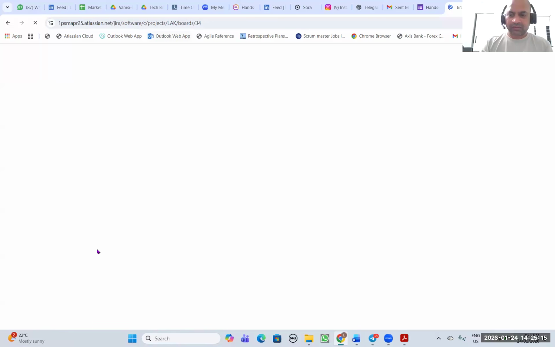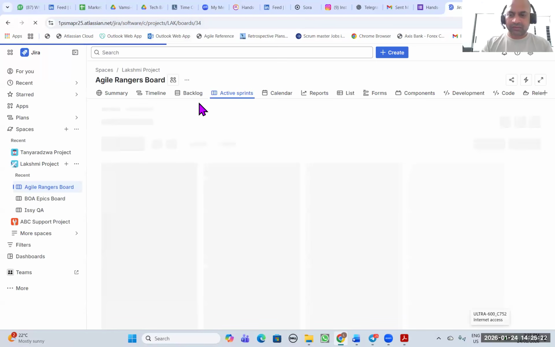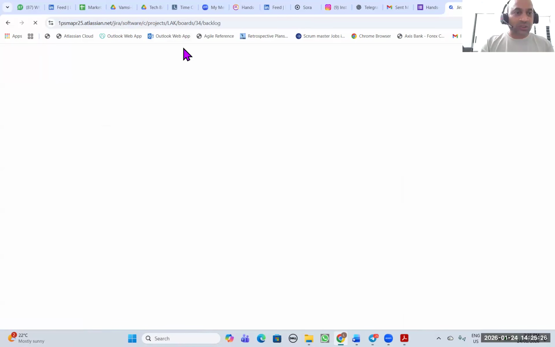So you will be given access to tools like this. This is the tool, and this is the backlog. You will be writing the epics, writing the user stories, tracking the sprints, and doing the reporting. Like this, we give access to the tools and you're going to do the hands-on assignment.